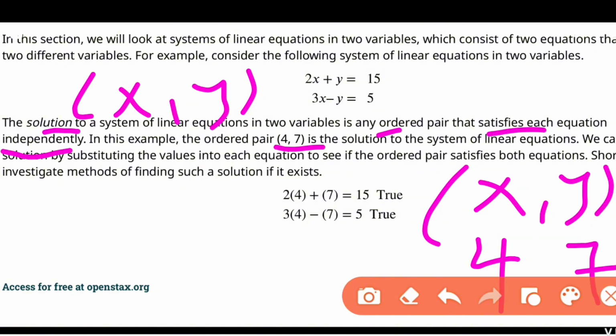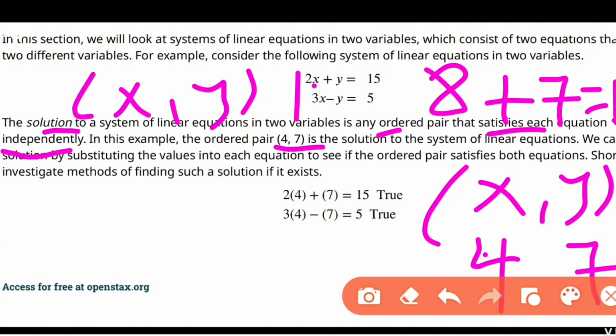So let me substitute these x and y values in the equation. When I substitute 4 for x, it becomes 8, because 2 multiplied by 4 is 8. Plus, when I substitute 7 in the place of y, it becomes 15. Yes, it is true. So the ultimate goal is to make this statement true. Any ordered pair that satisfies it is called a solution of the system of linear equations.